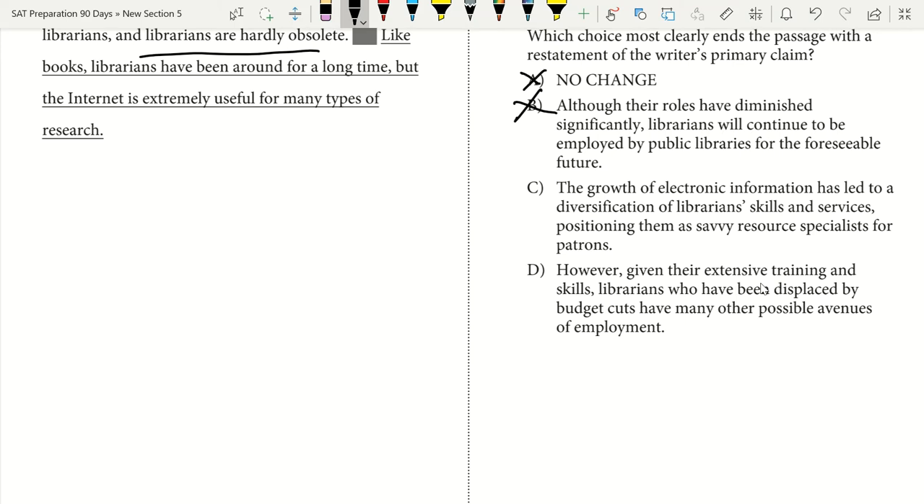So we have option C, the growth of electronic information has led to a diversification of librarian skills and services. That is a main focus of our passage, right? Them adapting to this new era of digital technology and taking on these new skills and positioning themselves as savvy resource specialists for patrons, that's a perfect example of what our primary claim is. We're talking about how these librarians have gained new skills that they're using to help their patrons. That's perfect. Okay, so C would be our correct answer for 11.